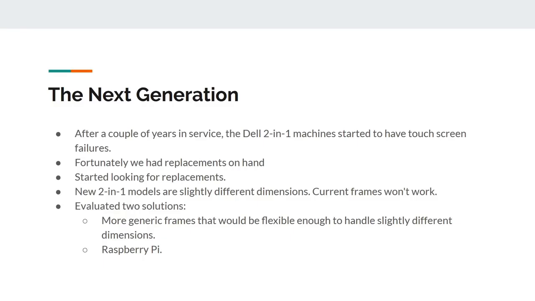And so we looked to Dell again for the 2-in-1s, and we found out that the new 2-in-1s are slightly different physical dimension from the original ones that we deployed. So the frames wouldn't work. Those frames were printed to fit like a glove, and the new computers are just enough thicker that they wouldn't slide into the frames. So we looked at 2 solutions.